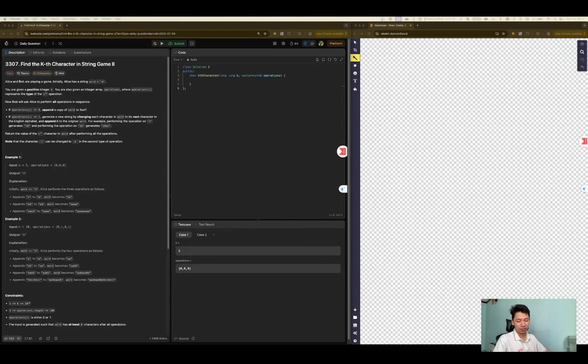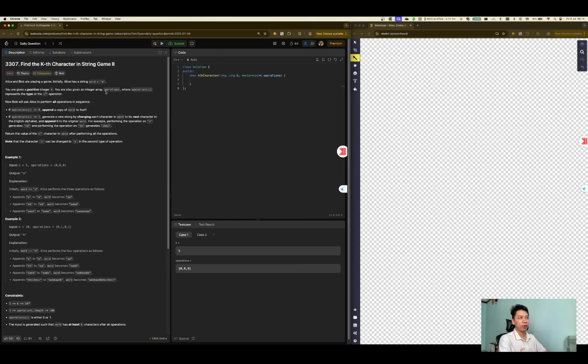Hello, welcome back. Today we're gonna solve a hard problem from LeetCode daily questions, Find the K-th Character in String Game 2. That's the upgraded version of the previous easy one from yesterday. So Alice and Bob are playing a game. Initially, Alice has a string A, right? I gave it a positive number.